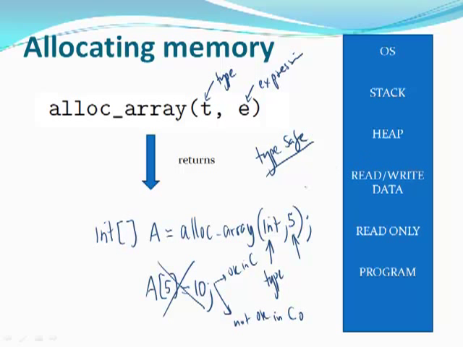Now we'll talk more about these things later, but this alloc_array allocates 20 bytes of memory from a place called the heap. Now this is how the RAM is organized typically, and I will go into more details. The operating system, the stack, the heap, the read-write data, the read-only data, and the program all live in this space. So all of these things take space, but we'll talk about those things as we go. But for now, what we need to do is that 20 bytes of memory needs to be allocated from the heap.